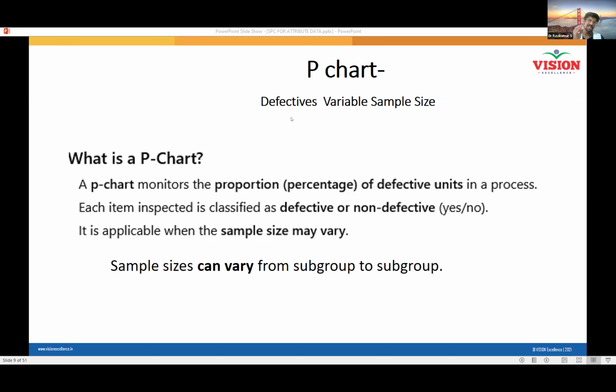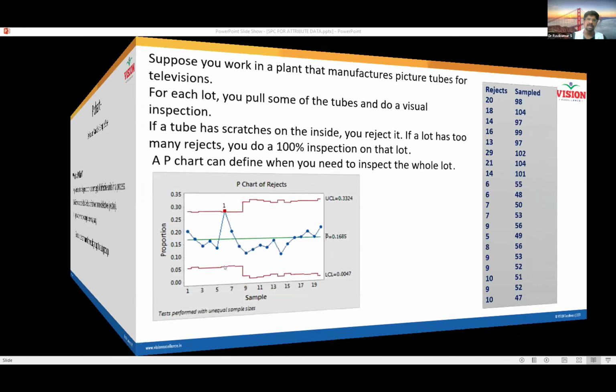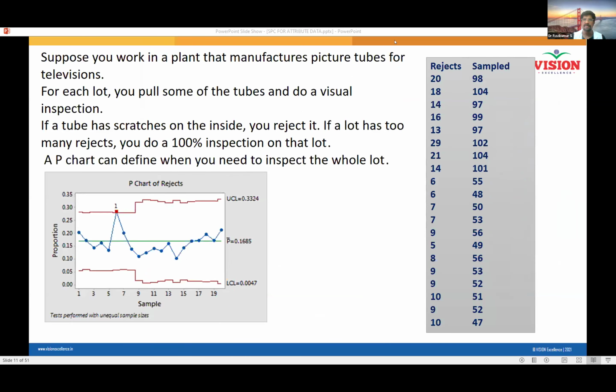This is purely for dealing with whether the particular inspected lot is defective or non-defective. The sample size can vary in different inspections. Every time you select samples for inspection, you may have a different number. That is why it is called a P chart.